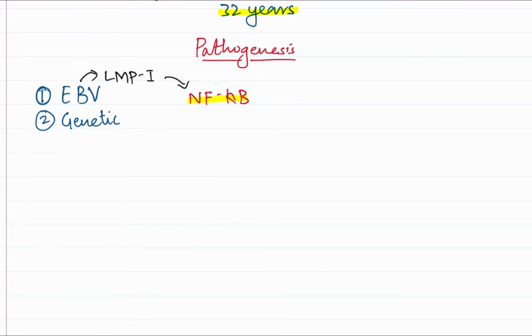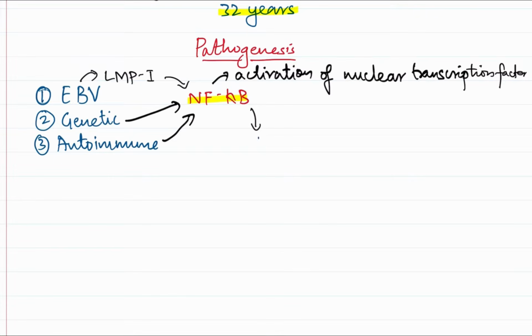And then there are genetic factors which are contributing to it. And then there is autoimmunity. So people with autoimmune disorders have a higher possibility of getting Hodgkin's lymphoma. And how do they cause it? Well, they all go through this common pathway, that is activation of nuclear transcription factor. Now, what does the nuclear transcription factor do?